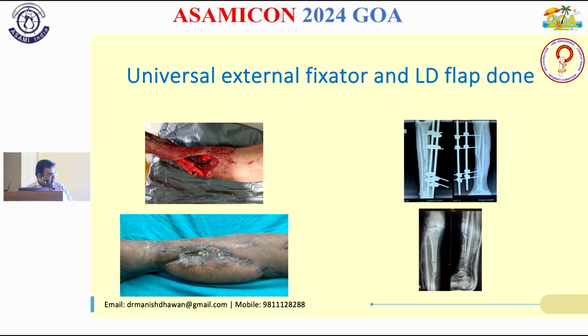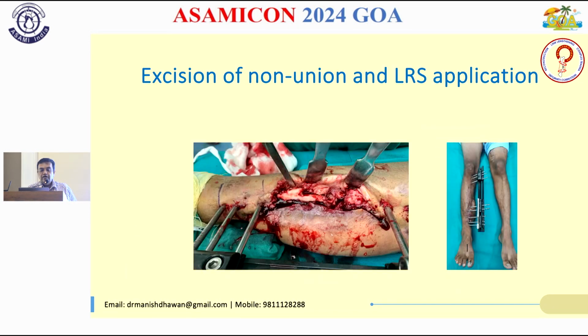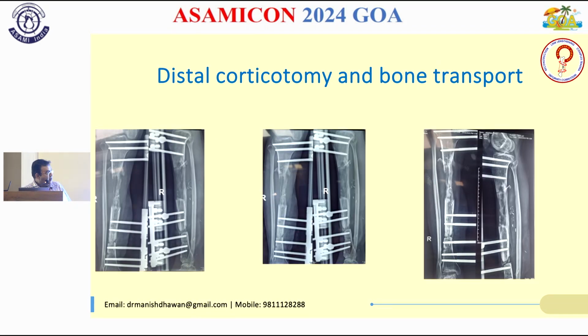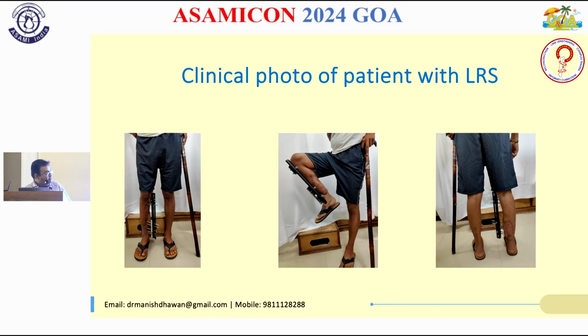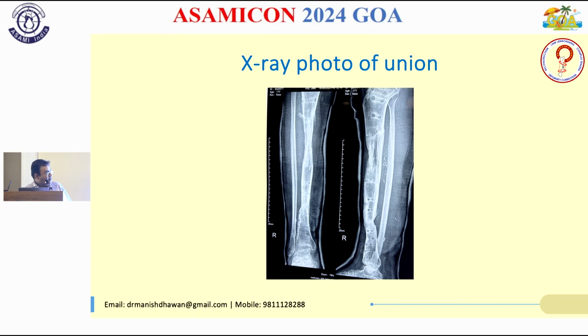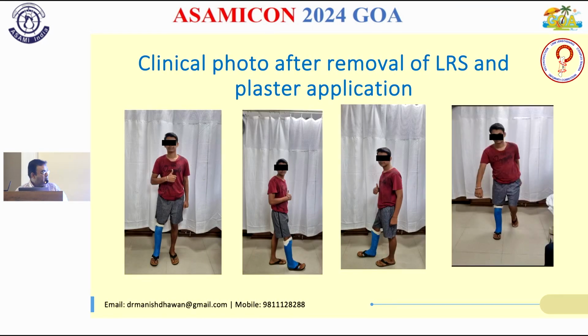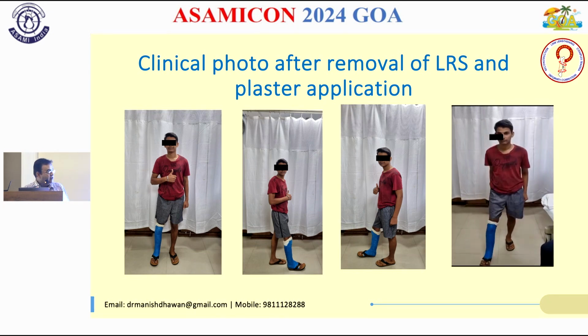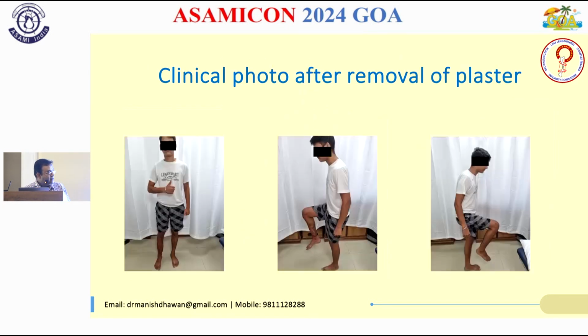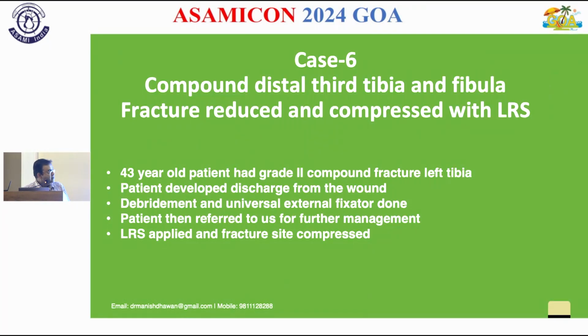Somebody put K-wires. Everything was removed. This is a whole necrotic avascular fragment. Bone transport was done. Patient walking with LRS frame. You can see his union. Patient after removal, I always put them in plaster for some time because the pinholes are very big, so it can cause fracture. See his gait in the plaster, his knee movements.